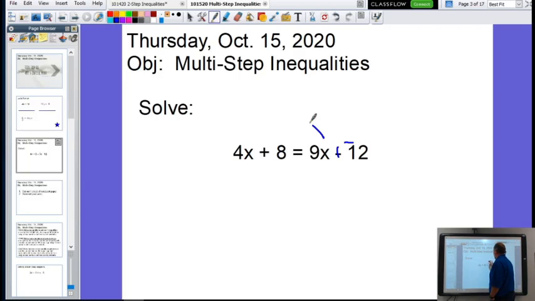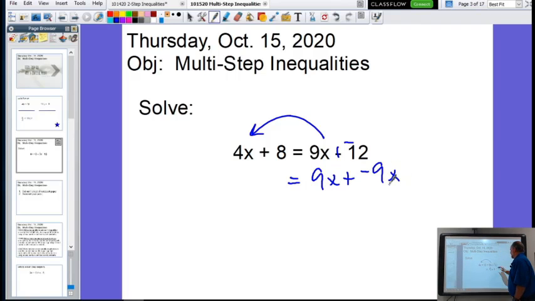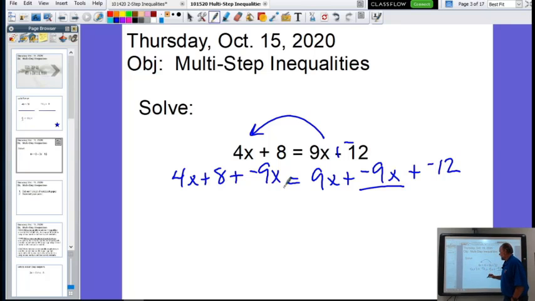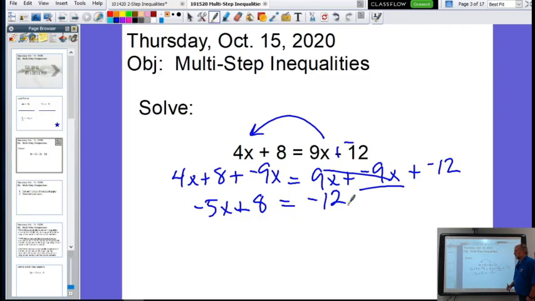So I'm going to move this 9x over to be with this 4x. So I start at the equal sign. And I write 9x plus negative 9x, because that's what I need to move it, plus negative 12. So then I write 4x plus 8 plus, now what was new on this side? The negative 9x. And now I combine like terms. So the 4x and the 9x make negative 5x plus 8 equals, on this side my 9x's go away, and I'm left with negative 12.